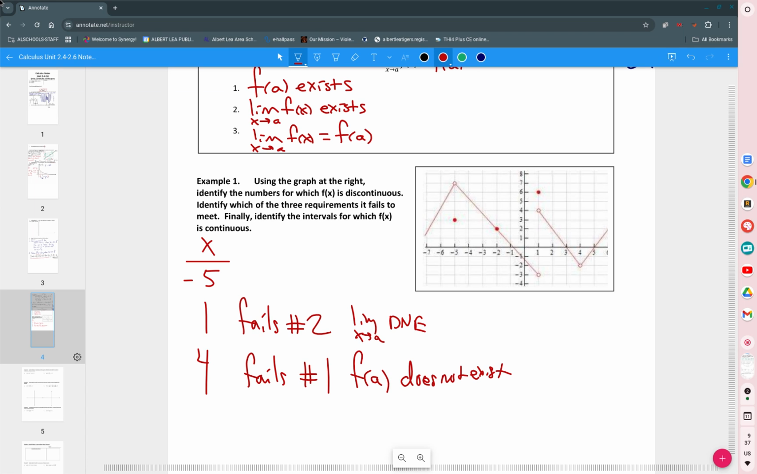And then we get to our third example, at -5. Does f of -5 exist? Yes. What is it? 3. So we check the box for the first one. Then we try the second one. Does the limit exist? Yes. What is it? It's 7. Then we go to the third one. Is 3 the same as 7? No. So this fails number 3.